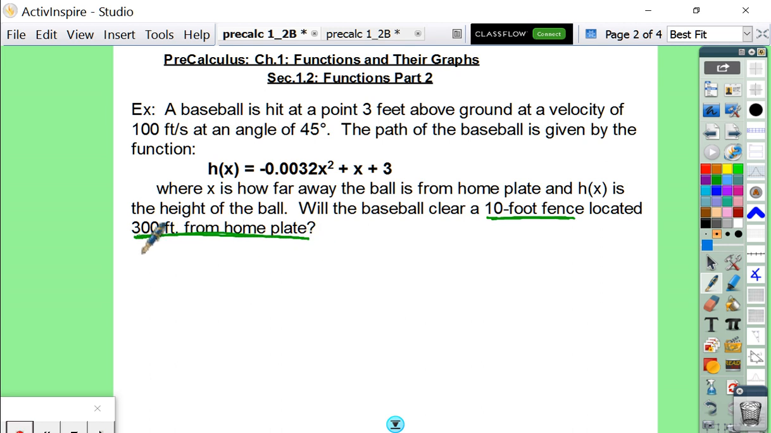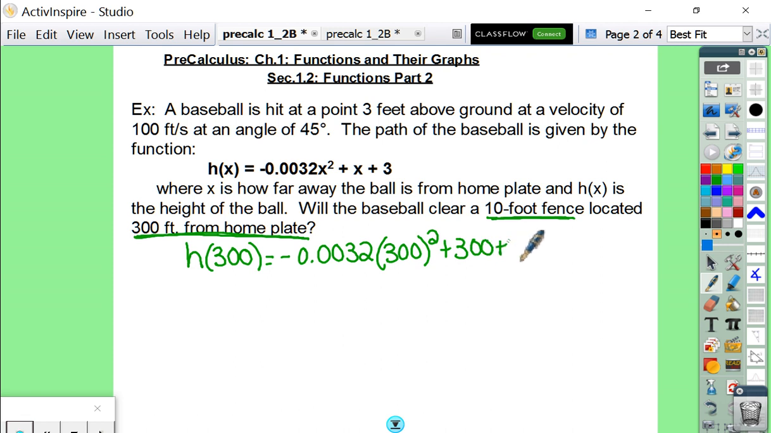And so I want to ask, what would I plug in? Do I plug in the 300 or do I plug in the 10? Since my x value is how far away the ball is from home plate, I'd want to plug in the 300. So I'm going to figure out the height of my ball 300 feet from home plate. I'm going to do that by negative 0.0032 times 300 squared plus 300 plus 3. And I'm going to go ahead and just plug it into my calculator like that.